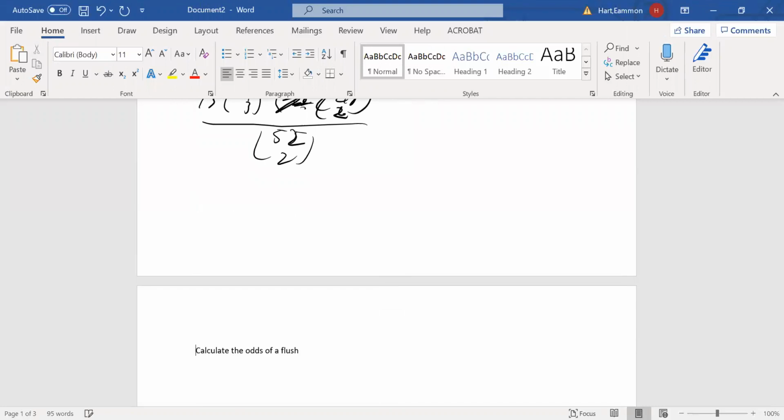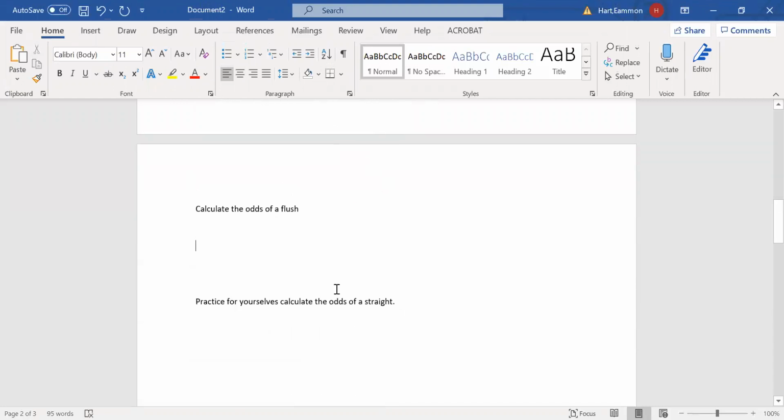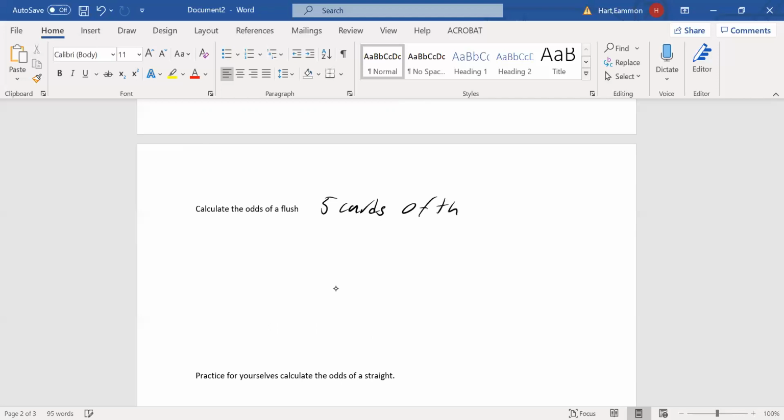Okay. So what about the odds of a flush? A flush is when I have 5 cards of the same suit. So I can have 5 clubs, I can have 5 diamonds, or I can have 5 spades. Or 5 hearts. I don't remember if I mentioned that. So that means I have 4 options, and then I would have 13 choose 5, and there's nothing else to multiply by because 5 is my whole hand.